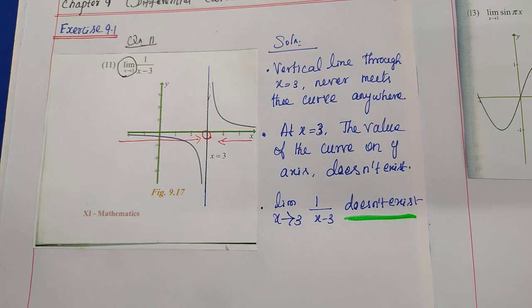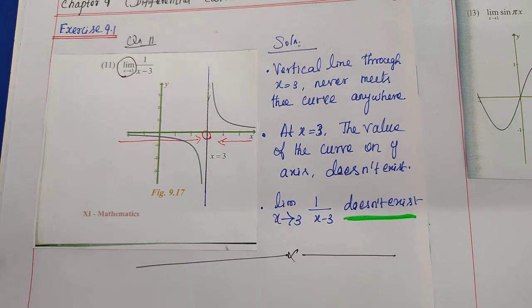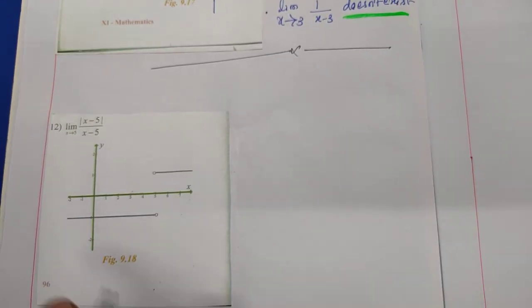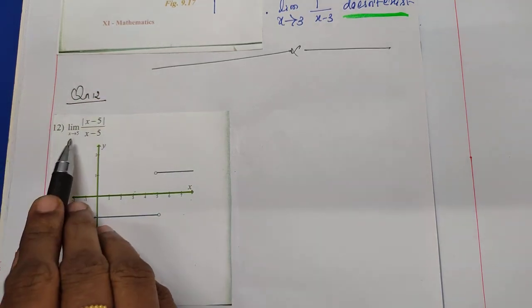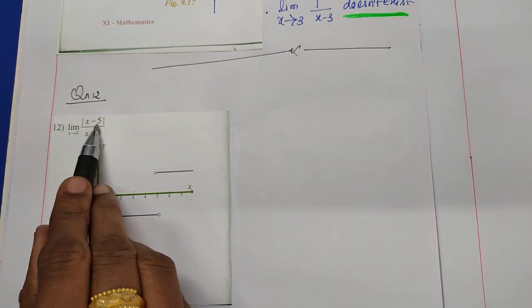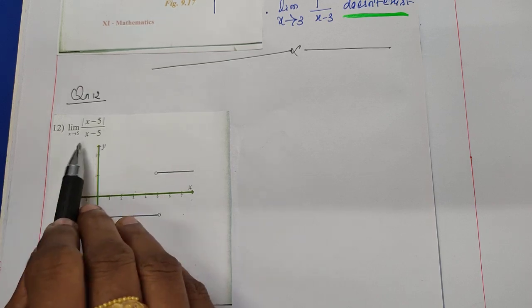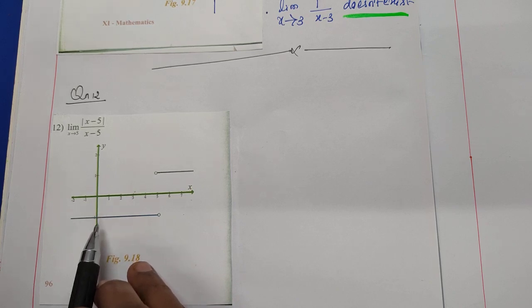Question number 11 is over. Now question number 12. So limit x tends to 5, modulus x minus 5 divided by x minus 5. Estimate the limit value of this question by using the graph.